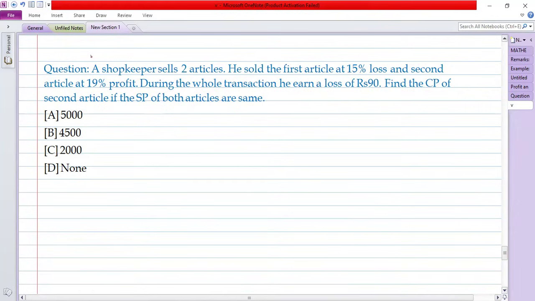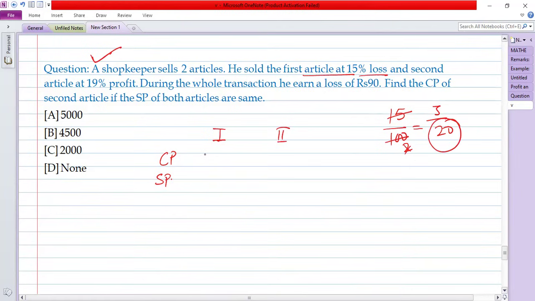So actually this is once again of the same type. So article number 1, article number 2, here cost price, selling price. First article at 15% loss. So what is 15%? 15% will be 3 by 20. So if 20 is the cost price, what will be the selling price? It will be 17. This is important. Means for first article, if cost price is 20, then the selling price will be 17.